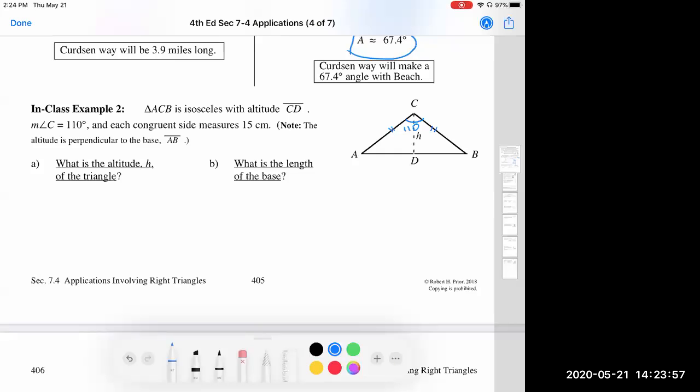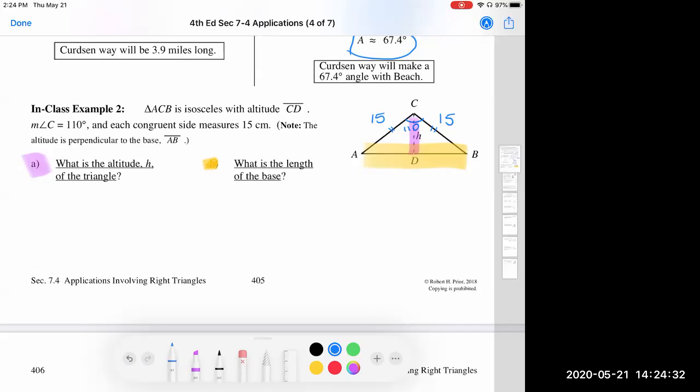All right, so for B, we want to know the length of the base, that measurement. And for A, we want to know the altitude of the triangle, so we want to find H. So those are the two things we want to find. And it tells us that each congruent side measures 15 centimeters. So I think it's telling us that that's 15 and that's 15.